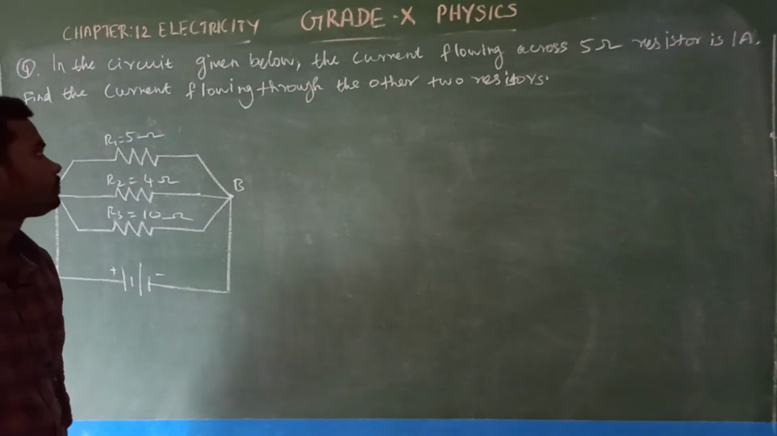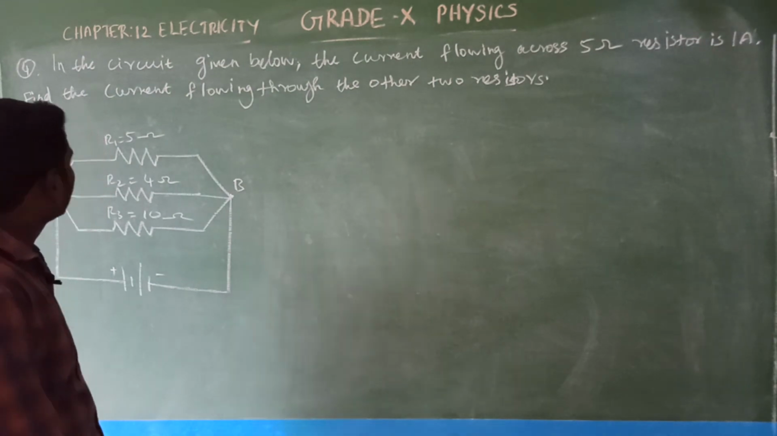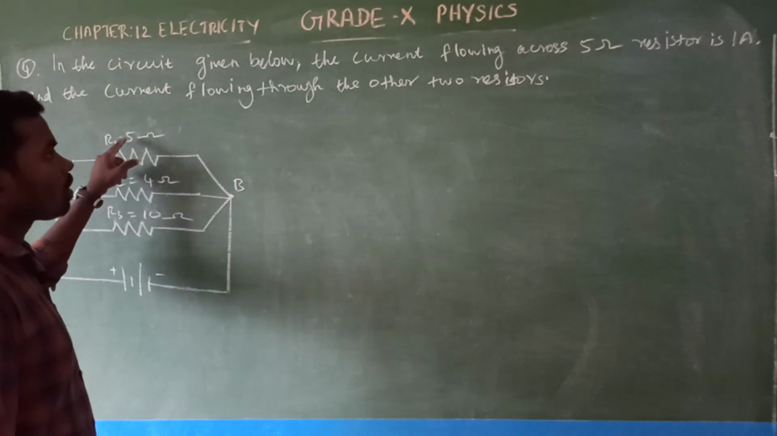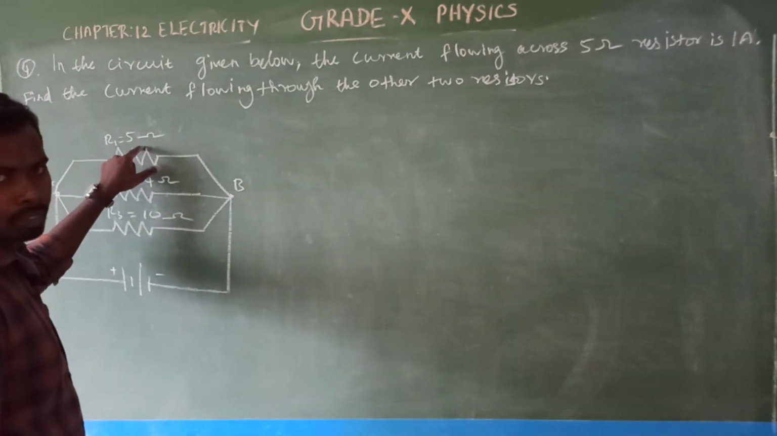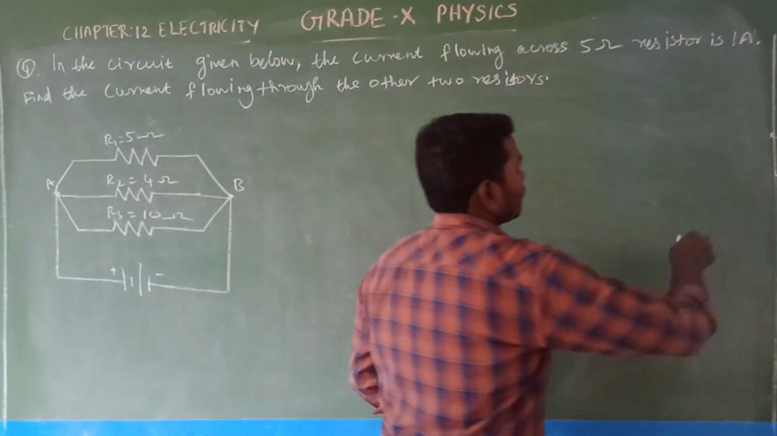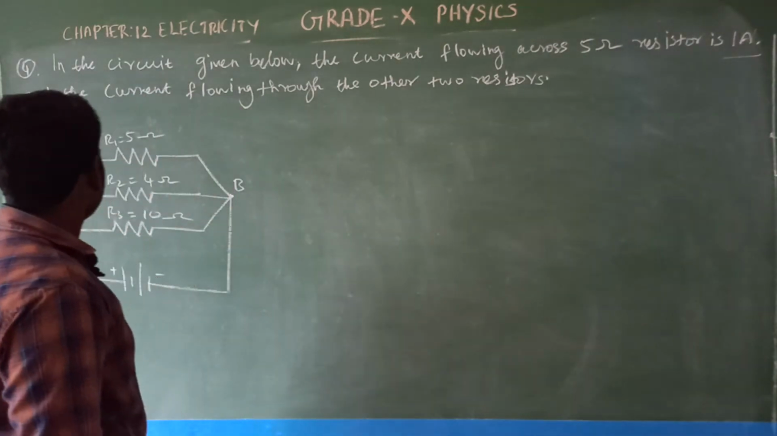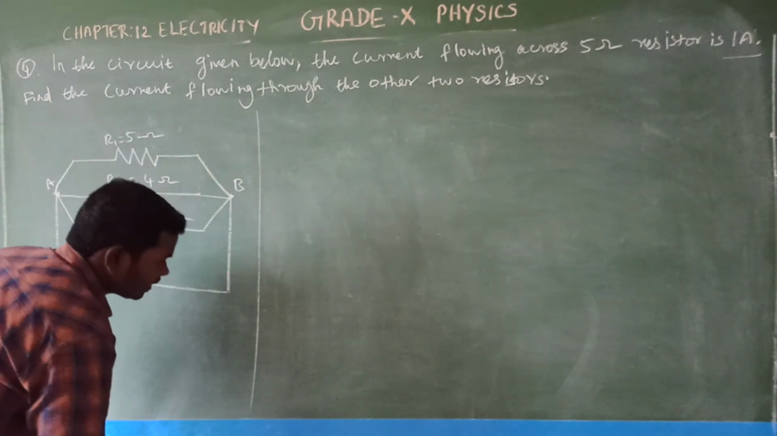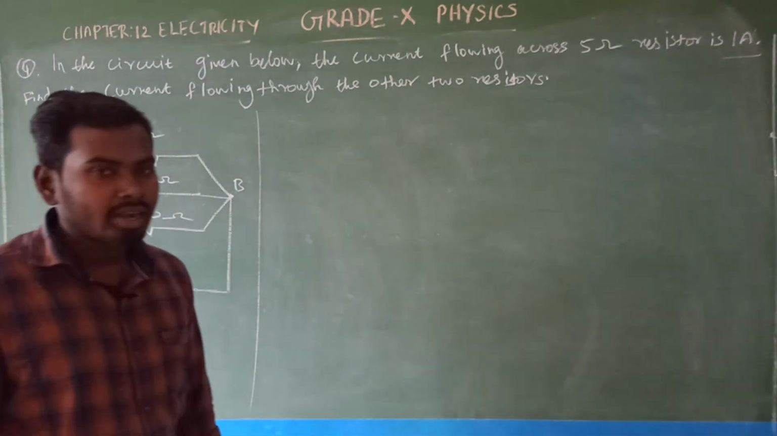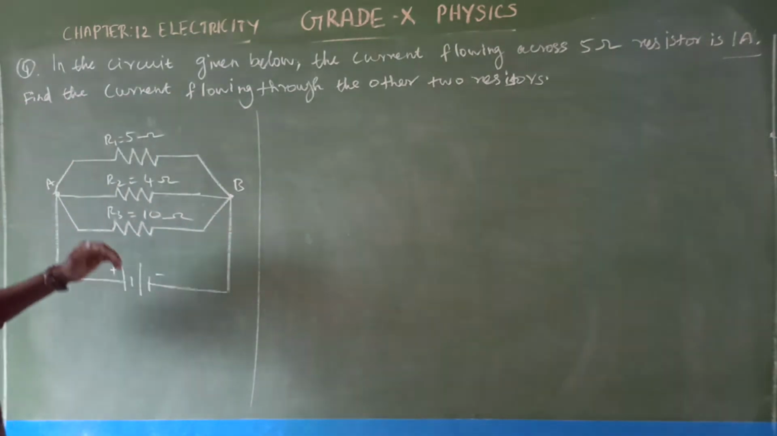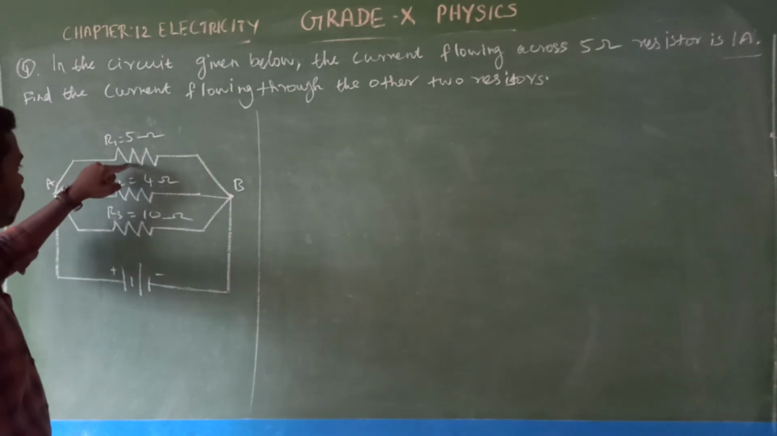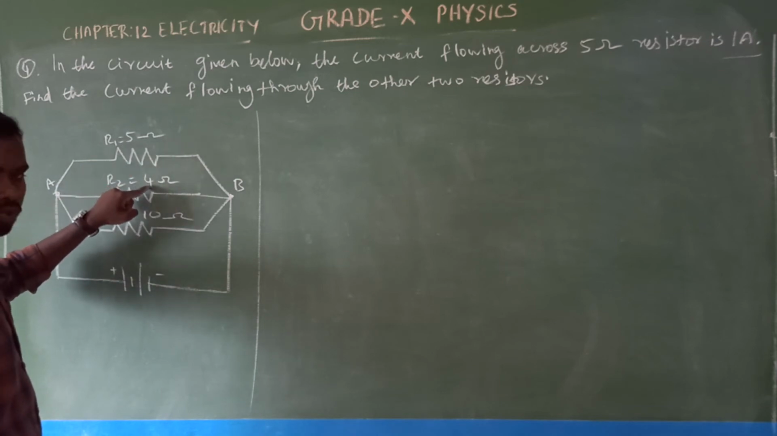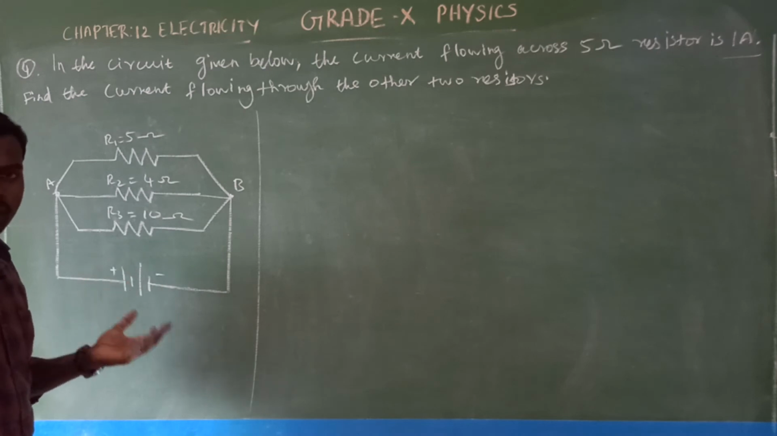Okay, listen students. The fourth numerical is, in the circuit given below, the current flowing across the 5 ohm resistor is 1 ampere. Find the current flowing through the other two resistors. That is the question. Look here. Here 3 resistors are connected in parallel. Resistor 1, 2, 3. The first resistor value is 5 ohm, the second one 4 ohm, and the third one 10 ohm.